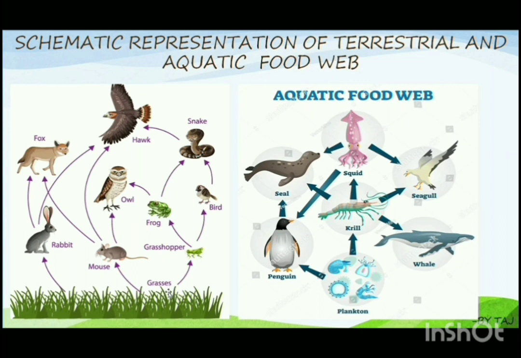See here, grasses are eaten by rat and also grasshopper, and the grasshopper is eaten by frog and also bird, like this. One organism to another organism, it is interconnected. So this is a schematic representation of a terrestrial and aquatic food web. Previously we learnt about the food chain, now it is the food web.